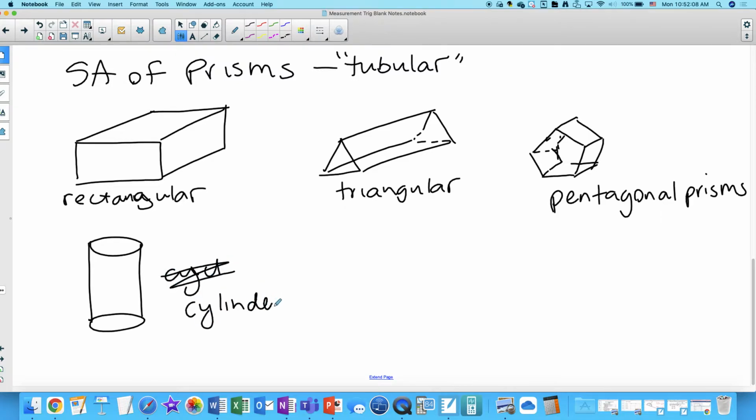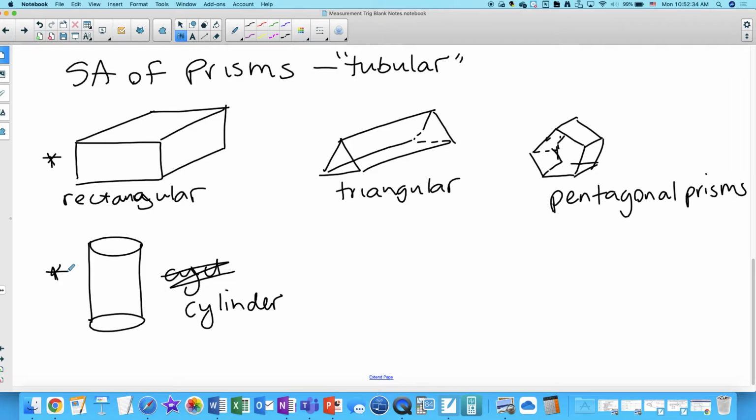Cylinder. Okay, and then this can kind of be categorized in the same way as other prisms. The volume formulas for cylinders versus prisms are identical. Surface area is going to be a little bit different. So what I really want to review today is this one and this one. And then we'll start talking about adding in some more shapes.